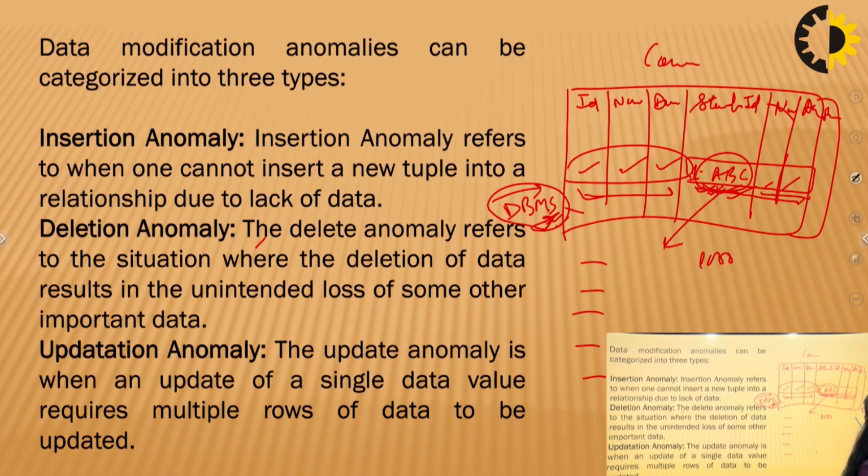Now, if this particular course is taught by Miss Ritika and due to some reason some other faculty is now teaching this course, then we need to update all these 1000 rows for this particular subject. This is the update anomaly.